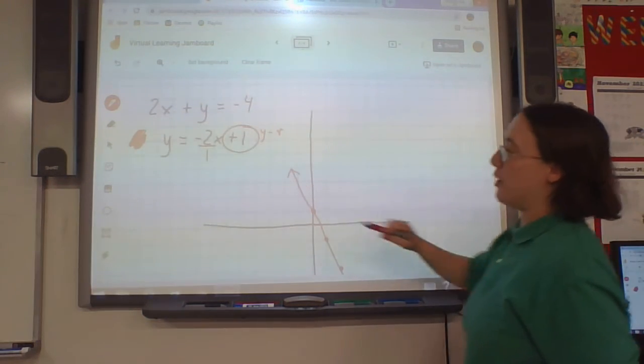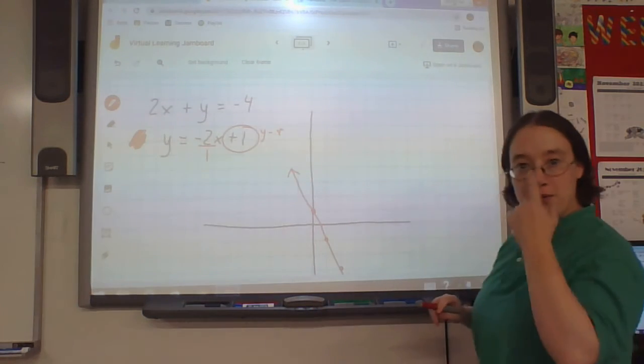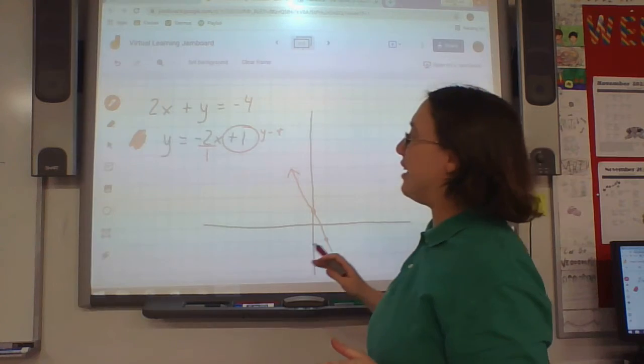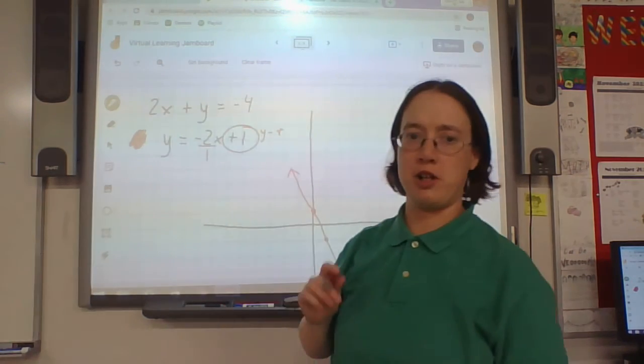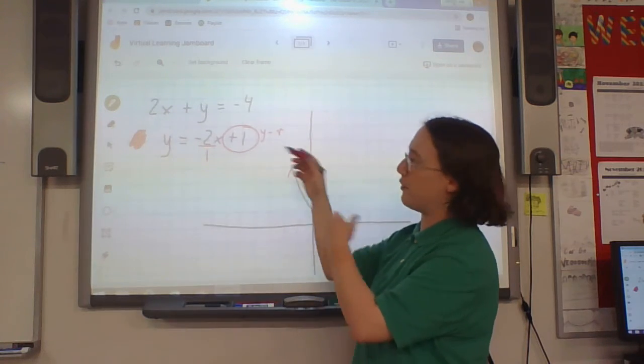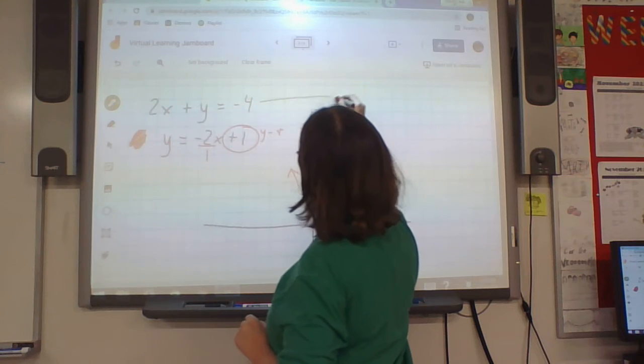And then this one up here, we're going to go ahead and find our x-intercept and our y-intercept, because that's not in slope-intercept form. Now, eventually, once we get to algebra next year, we're going to talk about some ways to shuffle that around so that we don't have to find our x-intercept and y-intercept every single time. But for now, we're going to stick with this.